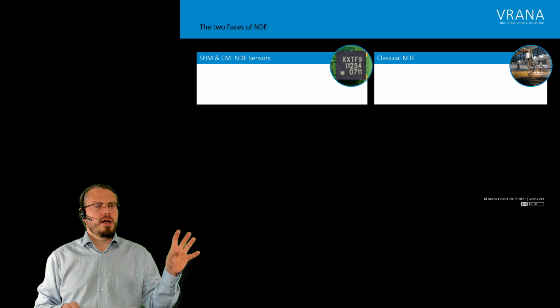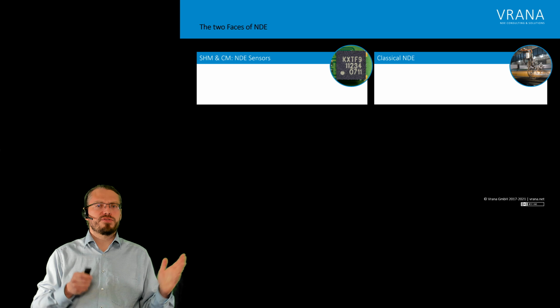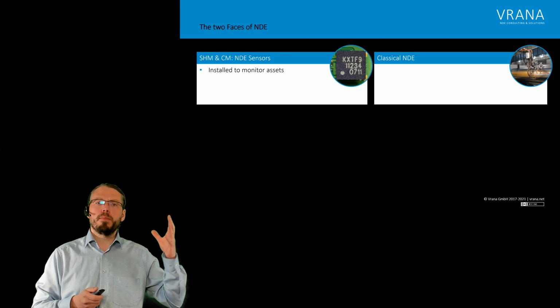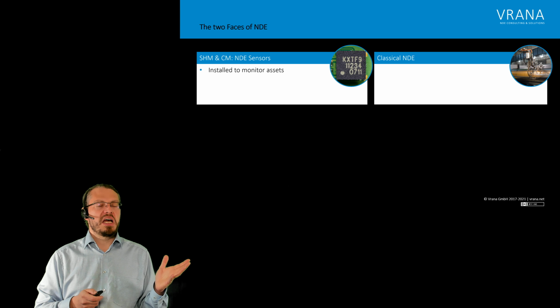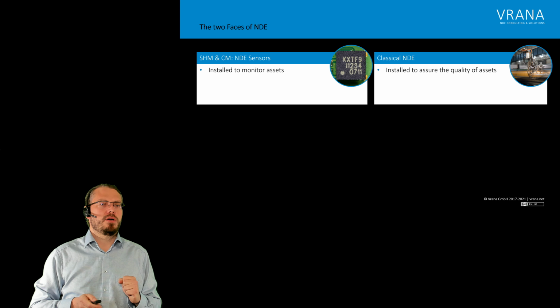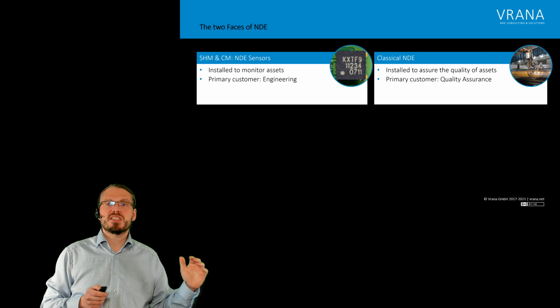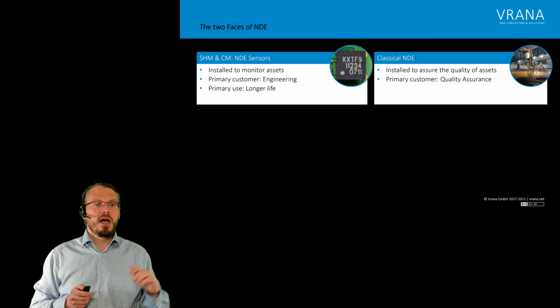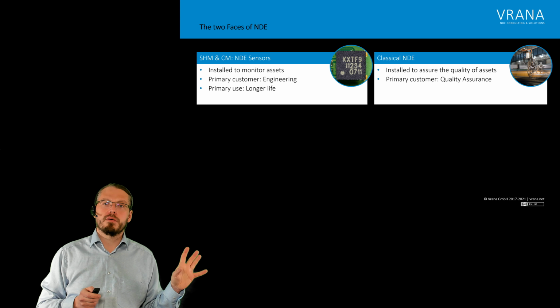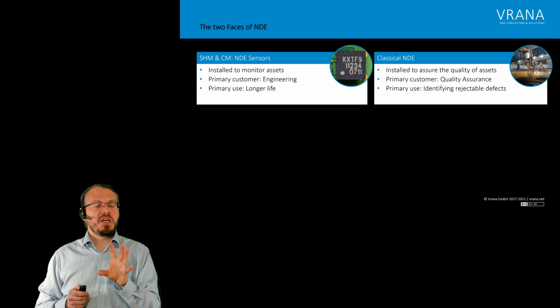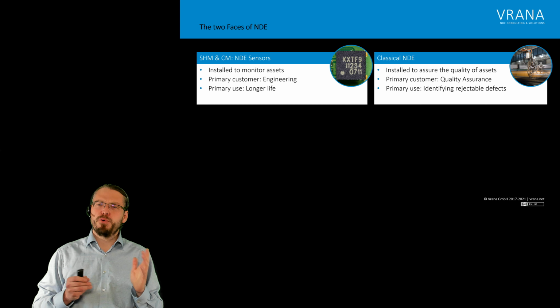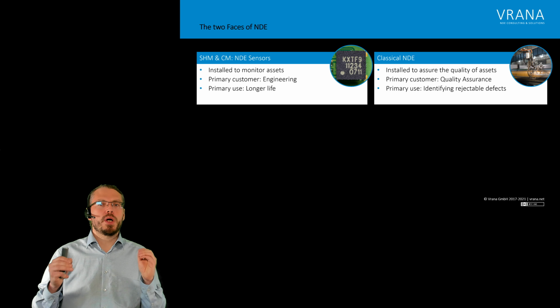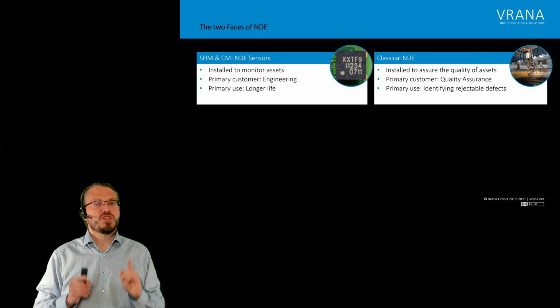Now let's have a little bit of further look into what differentiates the NDE sensors from the classical NDE. NDE sensors, they are normally installed to monitor assets. Classic NDT, installed to assure the quality of assets. In my eyes, this sounds very similar, but it has some aspects which lead to some differences, which we see in the market. The primary customer of NDE sensors, yeah, that's engineering. The primary customer of classic NDE, that's quality assurance. The primary use of sensors is a longer life of the component. The primary use of classic NDE is identifying rejectable defects. But if we think about it, actually it's not identifying rejectable defects, it's making sure that no rejectable defects are in the component. So also ensuring actually a longer life.